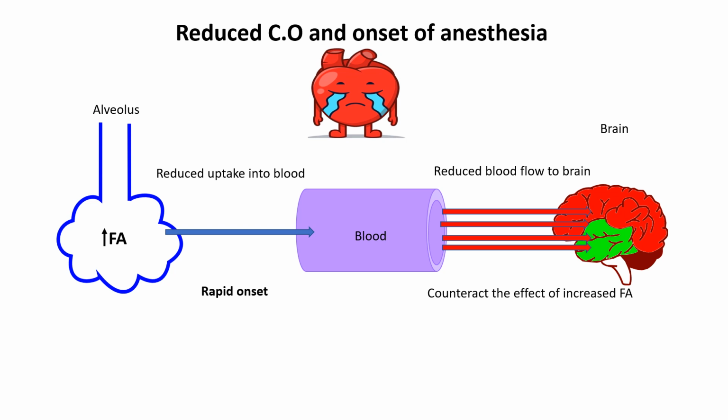Both during increased and reduced cardiac output, there is a feedback mechanism that helps regulate the uptake of anesthetic to maintain a balance in the rate of delivery to the brain.